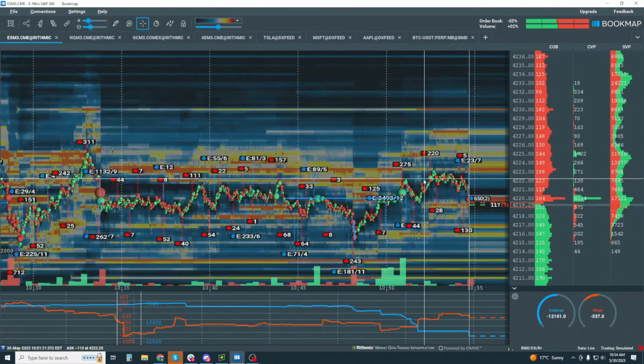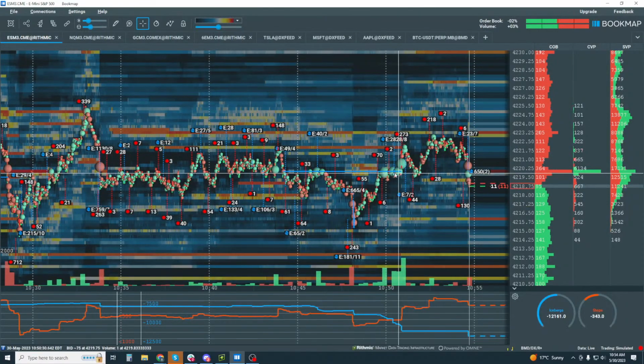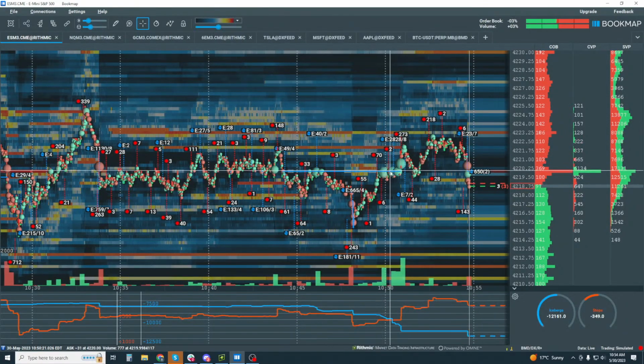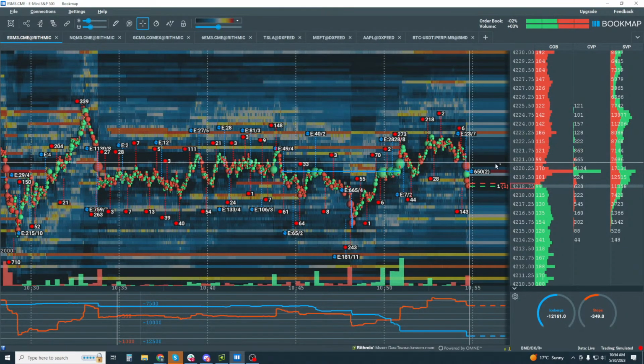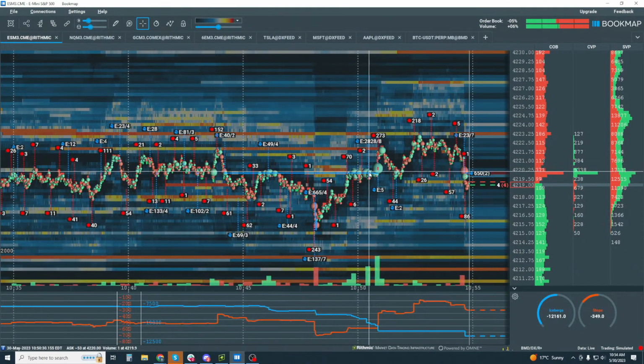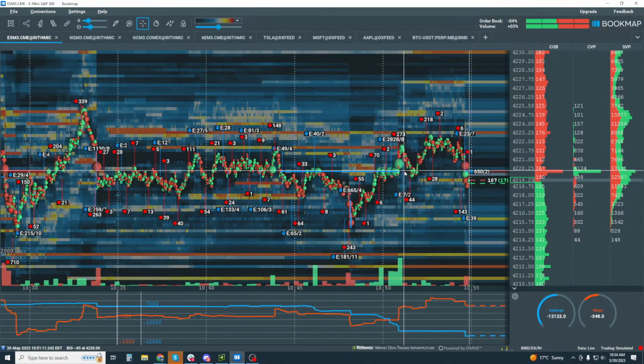So here come our sellers now. That battle is still raging here, and these icebergs in here, they're all short.